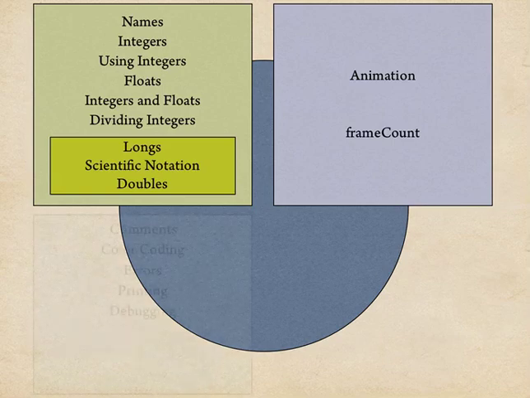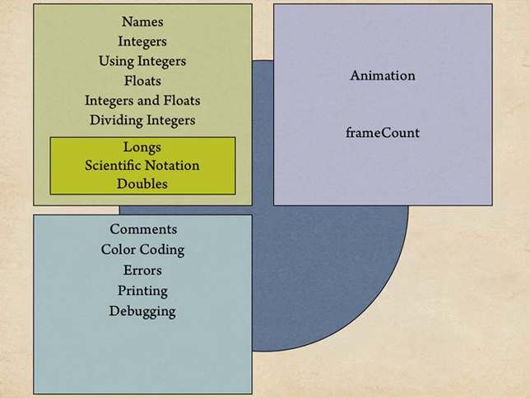We talked about the ways of programming that will make your life easier. Commenting your code, using Processing's color coding to keep track of what you're typing. Dealing with errors is absolutely critical because you'll be doing it all the time. We discussed how to interpret an error and how to print out your variables so that you can see what it is you're computing, and then some other ways of debugging your code to make it work.